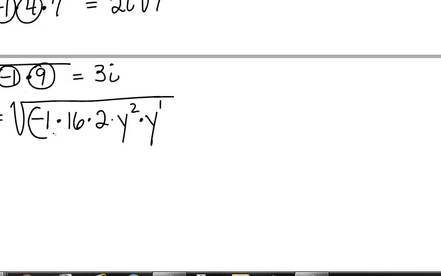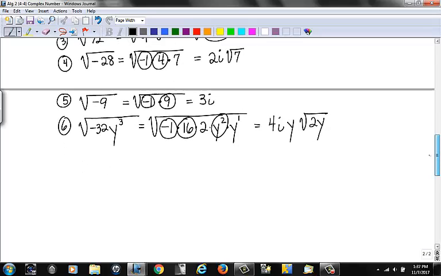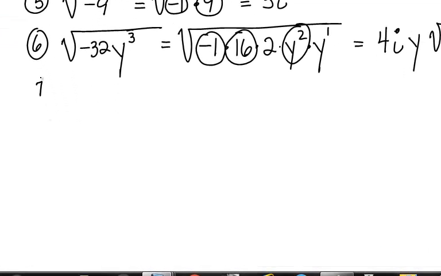So then, out of this I can take out an i. Out of this I can take out a 4. So I'd have 4i. And then out of this, the square root of y squared is y. And what's not circled is still inside. Radical 2y. Okay? And I emphasize on my i's. I try to put a tail, and I usually try to put a bigger dot on the i.